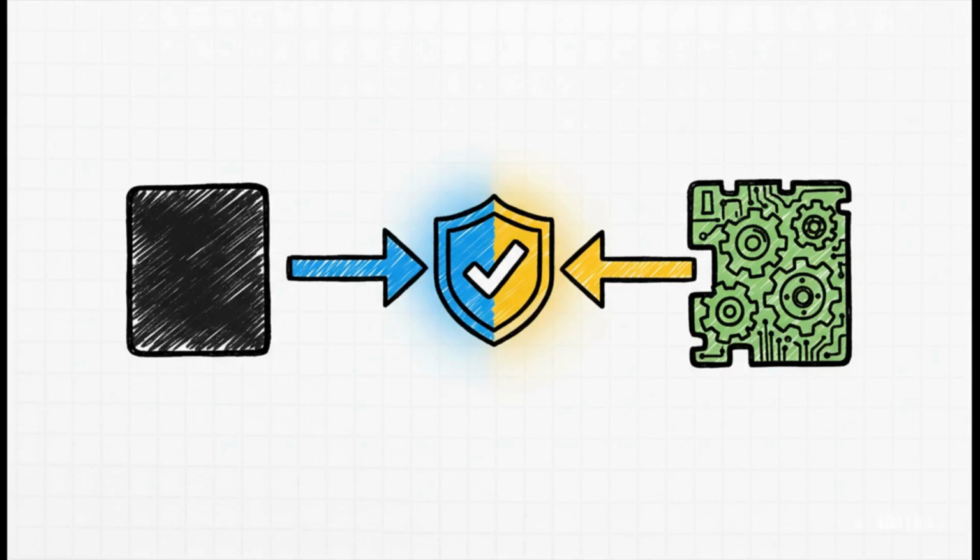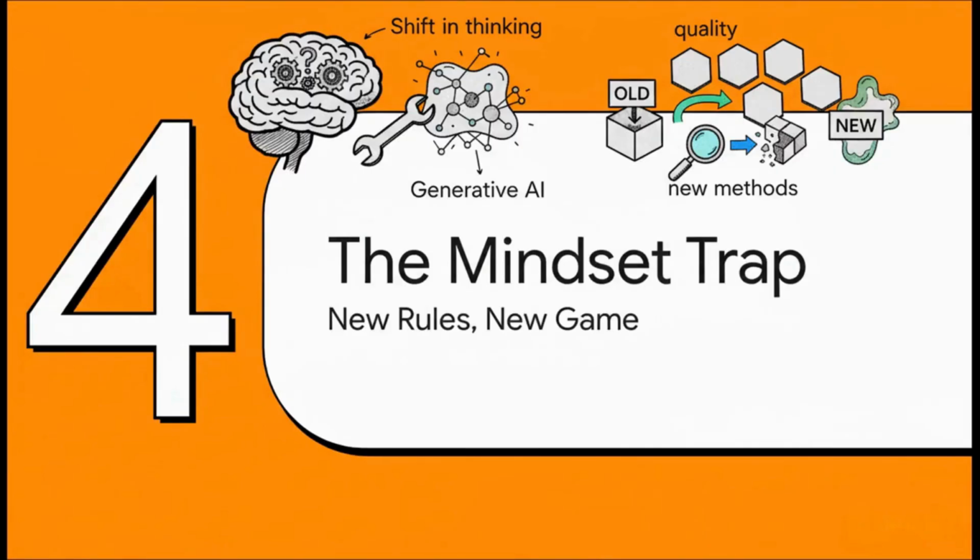You need both. Black box testing tells you what is broken from a user's perspective. Prompt-level testing helps you figure out why it's broken at a system level. When you combine them, you get this much stronger, much deeper confidence that your AI system is actually ready for production. Now, adopting these new methods requires more than just learning a new tool.